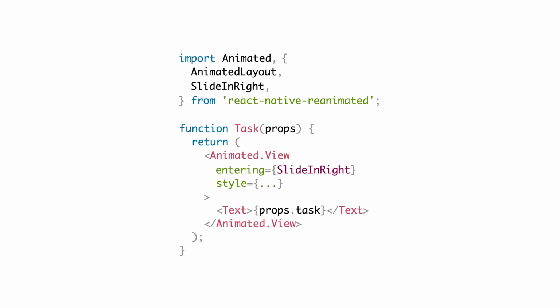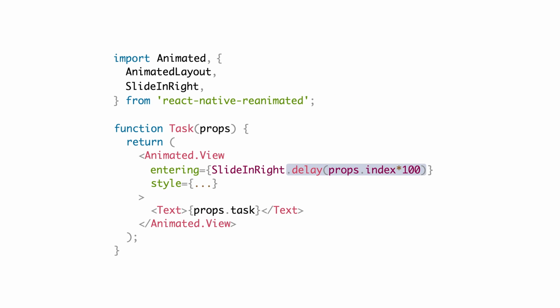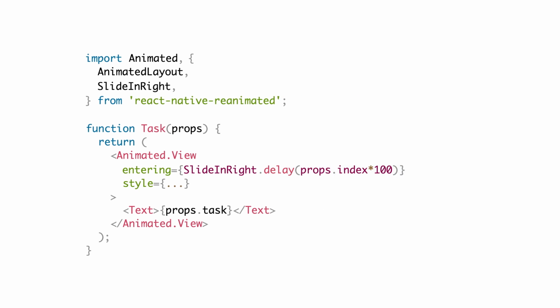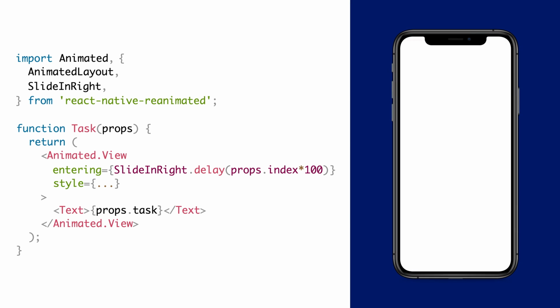Cool, now we might want to delay the animation based on its index. So this would create a staggering effect on mounting. Let me show you how it can be done. This sliding right preset animation that we're using can take a delay function. So if I use the index coming from the props to determine the animation delay, we can slide in each task in the order they're coming in.